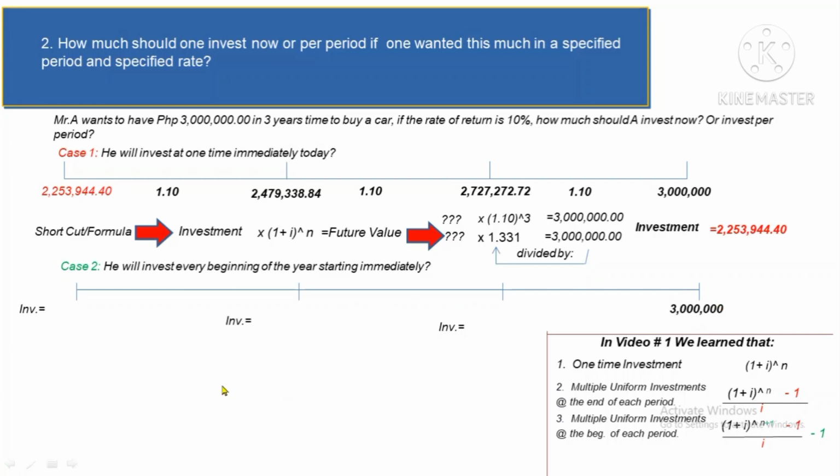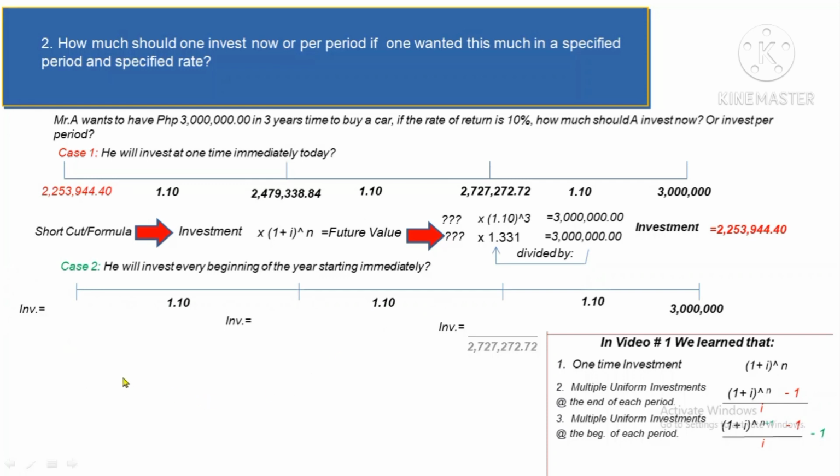Now, we are still going to use the 1.10 because the rate of return is unchanged. So, in order to get the answer, divide 3 million by 1.10. So, we have 2,727,272.72. And we cannot go back further because we don't know the amount of this one, and this one. So, in problems like this, the timeline analysis cannot get the answer.